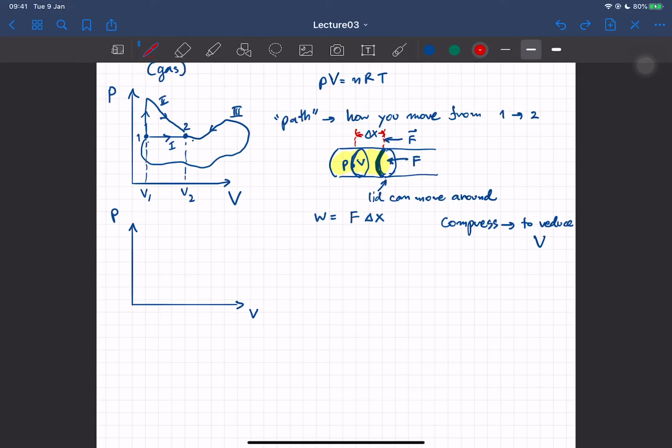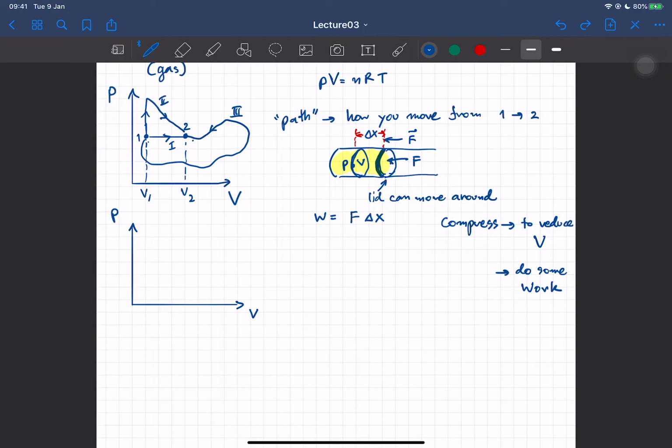So essentially, to compress the gas, you need to reduce V, the volume. That automatically means that you need to do some work in order to compress the gas. Okay, so how much work? Well, it depends on how much force you need to push and how much distance you have pushed. So it can be calculated by this equation.